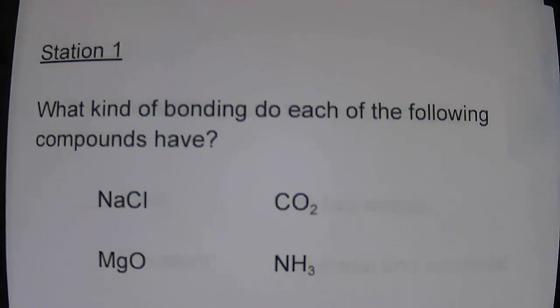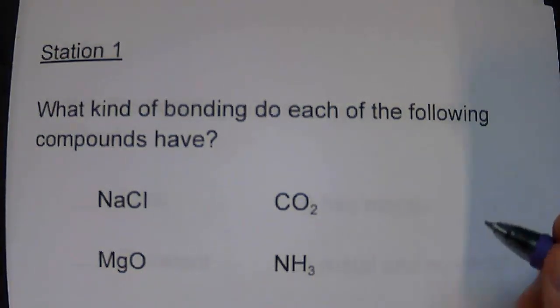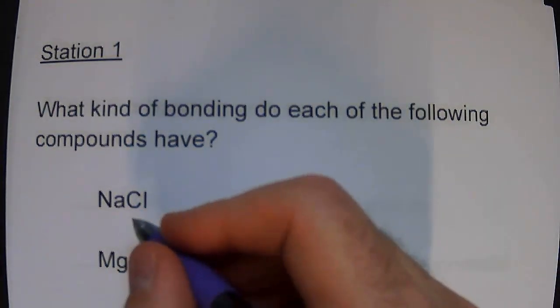Hey everybody, this is the bonding stations activity, and it also includes octet rule. So let's look at station 1. It says what kind of bonding do each of the following compounds have, and the choices are going to be either ionic or covalent. We're not going to worry about metallic or network solids.